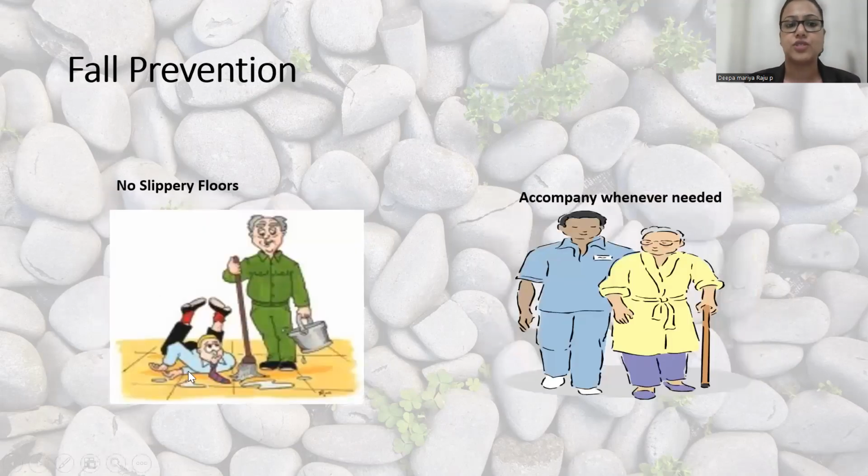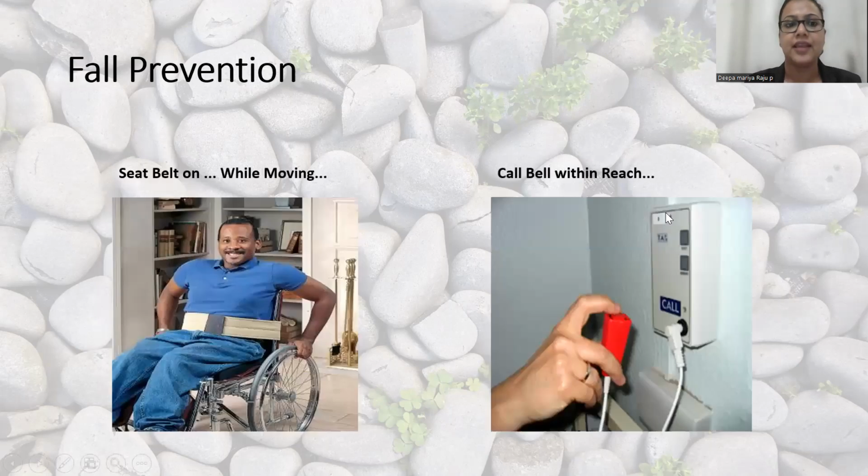Now, slippery floors. Whenever you notice, or somebody tells you, the floor is slippery or water is there or whatever it is, immediately put a caution board that cleaning is in progress. This kind of boards we are having, or slippery floor boards we are having. Immediately put a board and clean the area at the earliest. Accompany whenever needed. Okay. Seat belt on while moving.